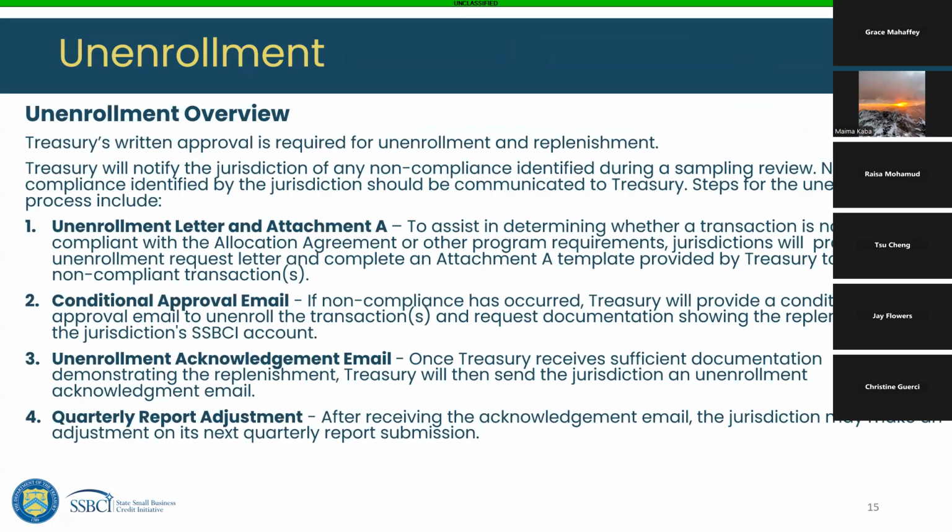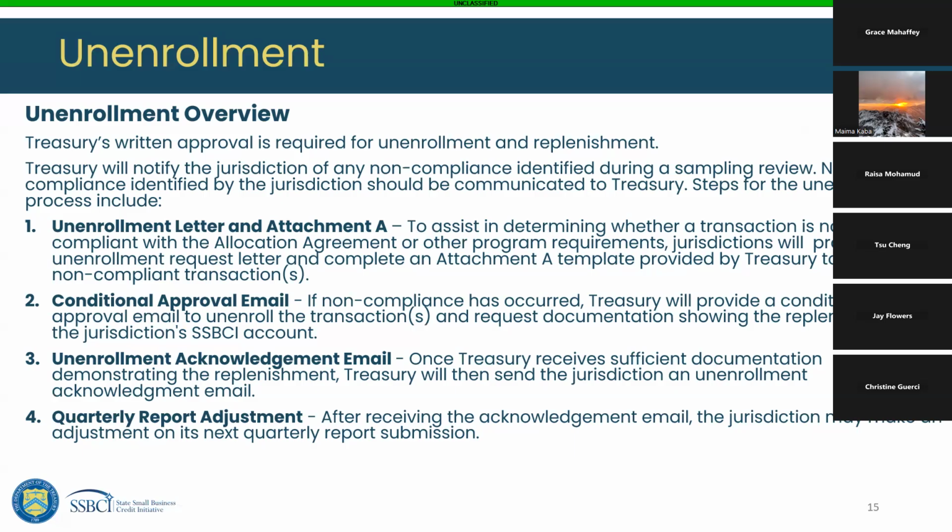Okay, so on this slide, I will provide an overview of the unenrollment process. A potential non-compliant transaction may be identified by either the jurisdiction or Treasury. If your jurisdiction identifies a potential non-compliant transaction, please reach out to the SSBCI inbox prior to taking any actions. Jurisdictions will need Treasury's approval before unenrolling a non-compliant transaction. And to clarify, only expended non-compliant transactions would need to be unenrolled. Obligated transactions do not require unenrollment. It would just be an adjustment to the quarterly report.